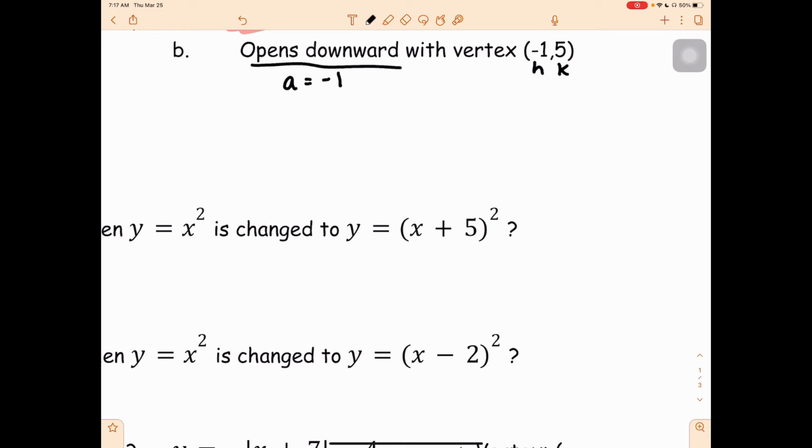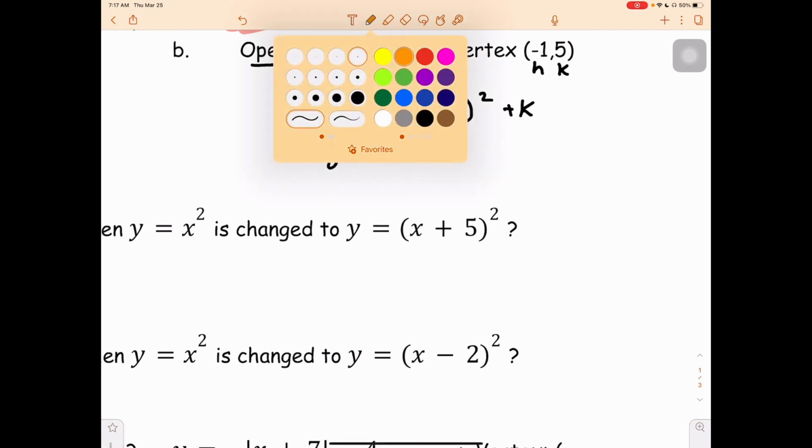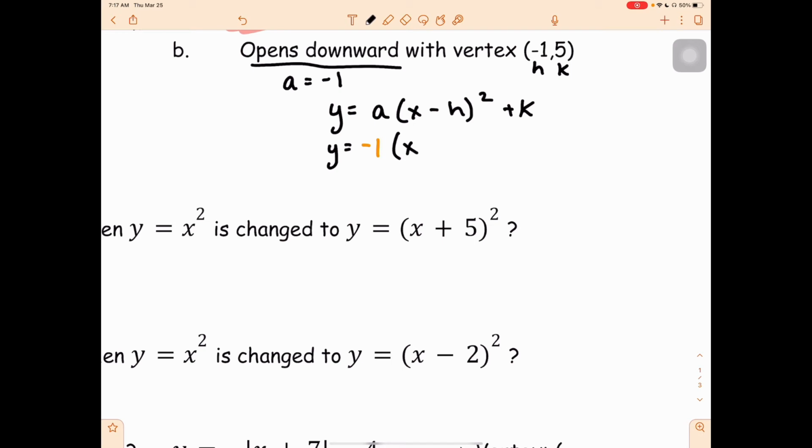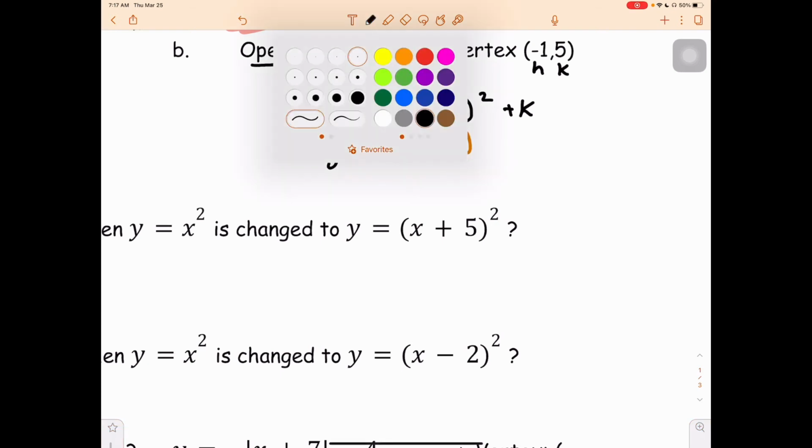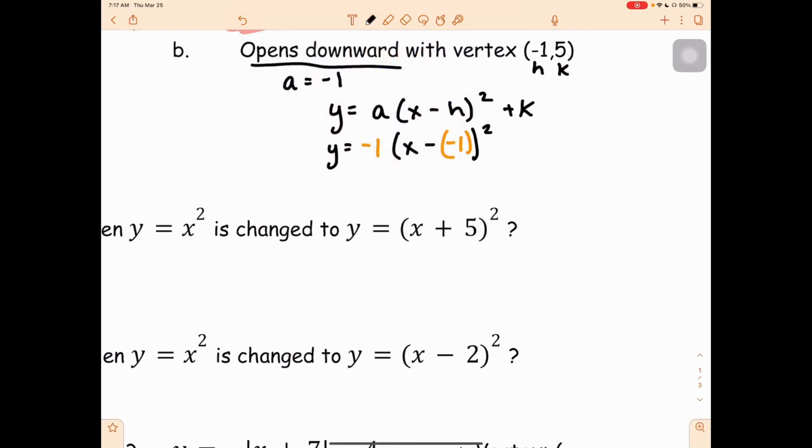So here, my vertex form is y equals a times x minus h squared plus k. So y equals, my a is -1 times x minus, my h is -1 as well. That's my h. And then my k is plus 5, positive 5.